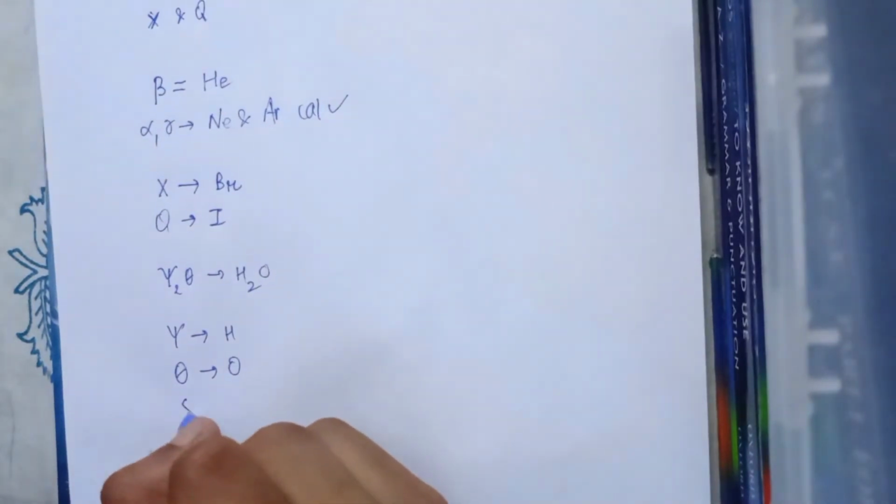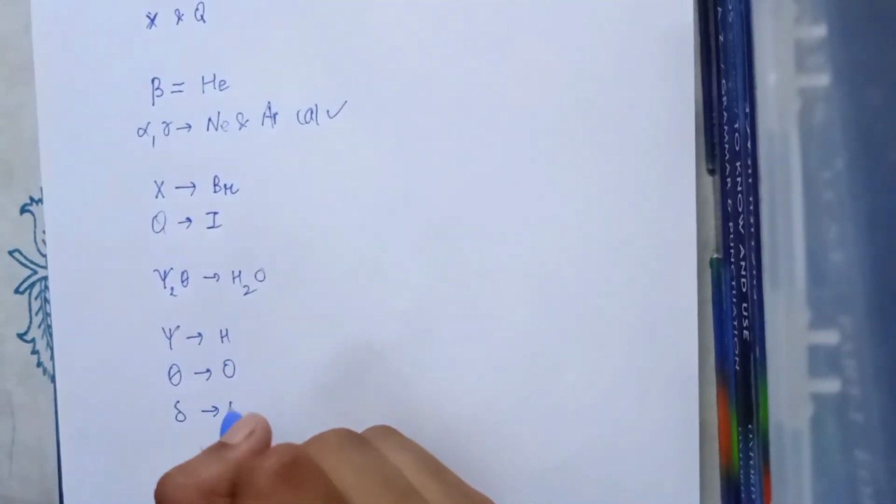Beautiful, no problem. Next, D part. It says delta is the most electronegative element, and we all know which is the most electronegative element, that is fluorine. So our answer for this is fluorine. Beautiful. Now our next question is that omega2 plus phi2, that is H2, react to form a gas that makes a basic solution with water.